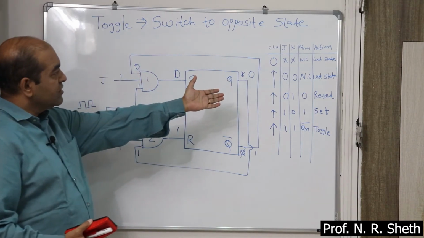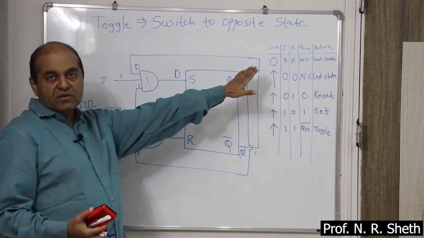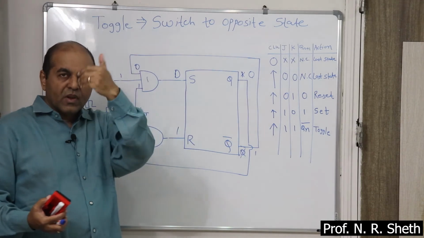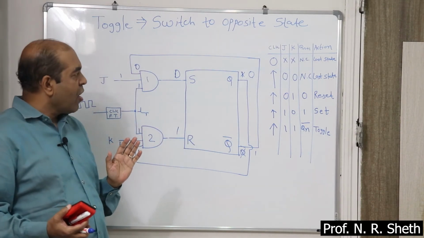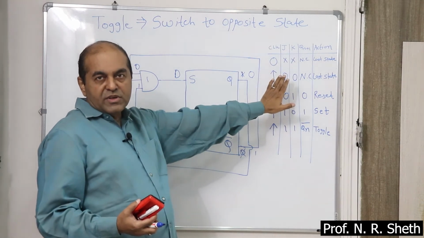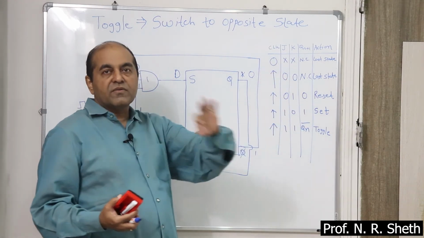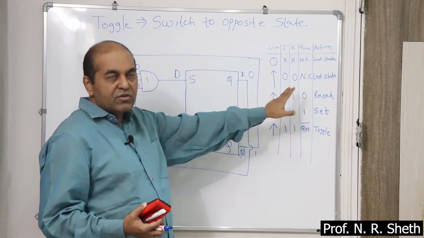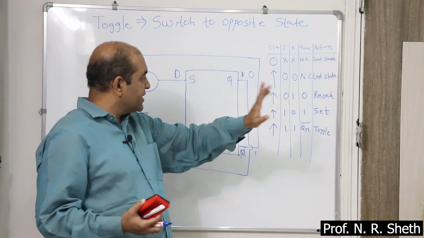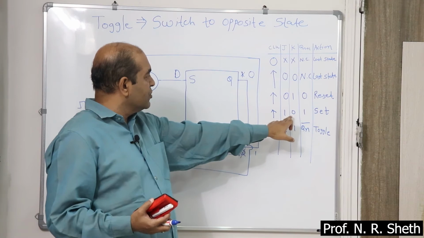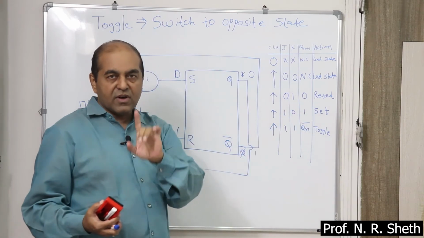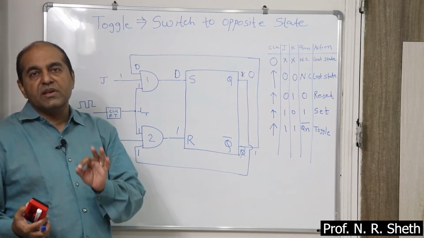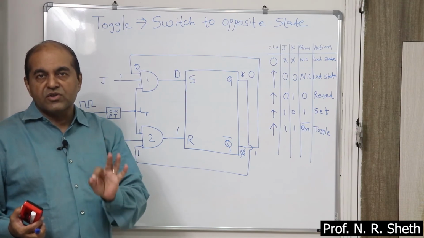So again, concentrate here on the truth table. Clock is absent. There is no impact of J and K input. Flip-flop retains the last state. When positive triggered clock pulse arrives, J is 0, K is 0, flip-flop retains the last state. Q follows the action of J. J is 0, K is 1, flip-flop reset. J is 1, K is 0, flip-flop is 1, that is set. And J and K both are high, flip-flop is in toggle state. Switch to opposite.